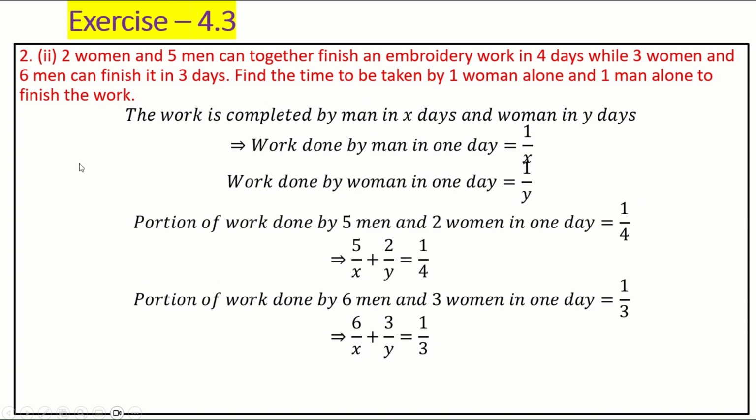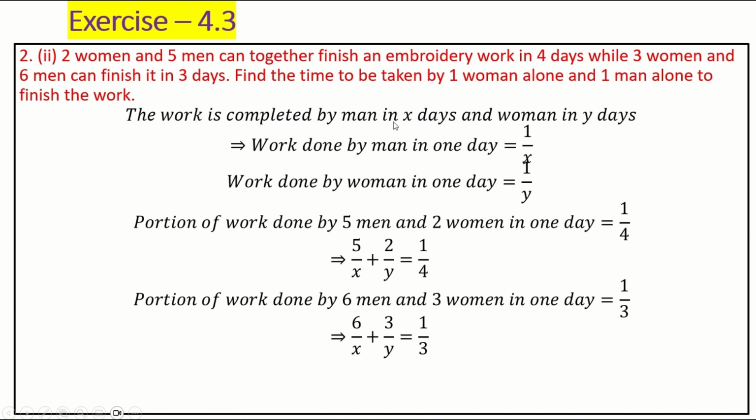Next, two women and five men can work together and finish embroidery work in 4 days, while three women and 6 men can finish in 3 days. Find the time taken by one woman alone and one man alone to finish the work. Okay, this is the same problem given in the examples. It's exactly the same steps you can follow actually.